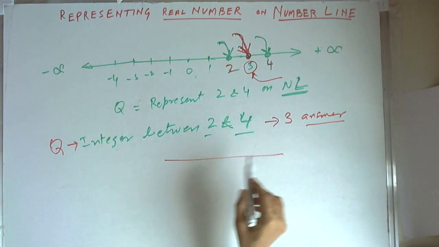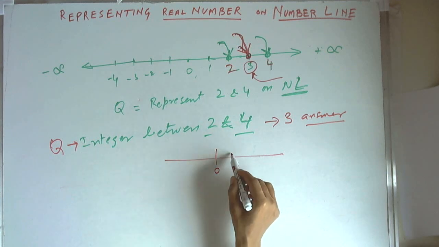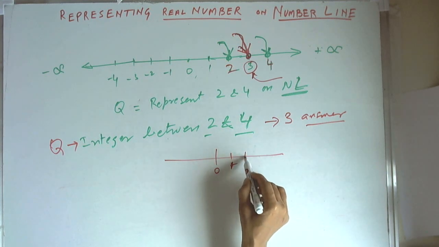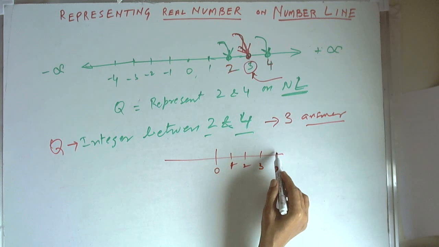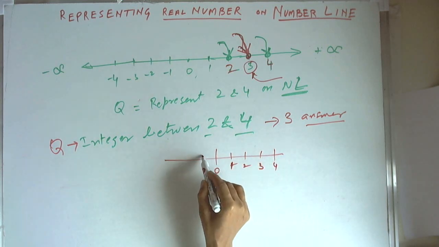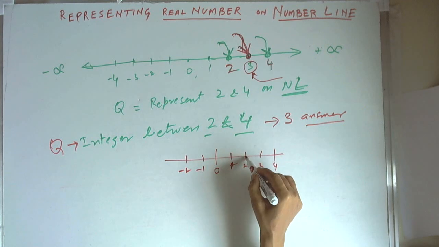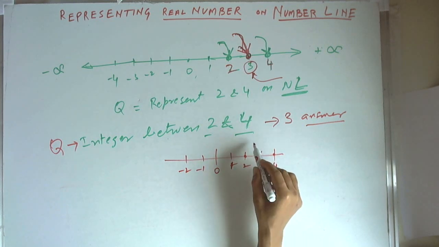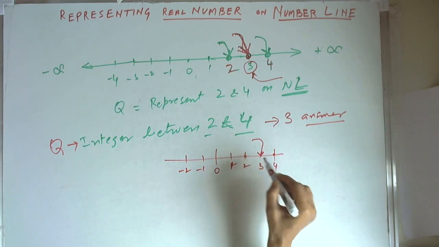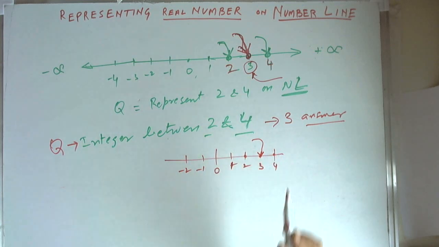So simply, again if I am drawing it, we say 0, 1, 2, 3, 4, and this side is -1, -2, and then 2 and 4 is what is given, and then we have to find an integer in between, so this is 3. This is the answer. We can just highlight it by putting a circle or an arrow mark.